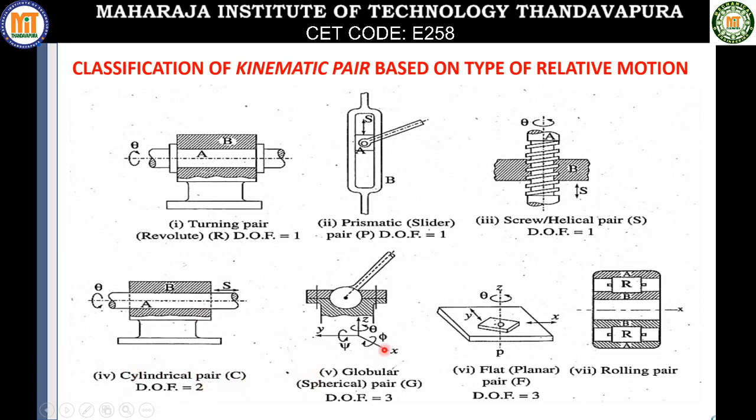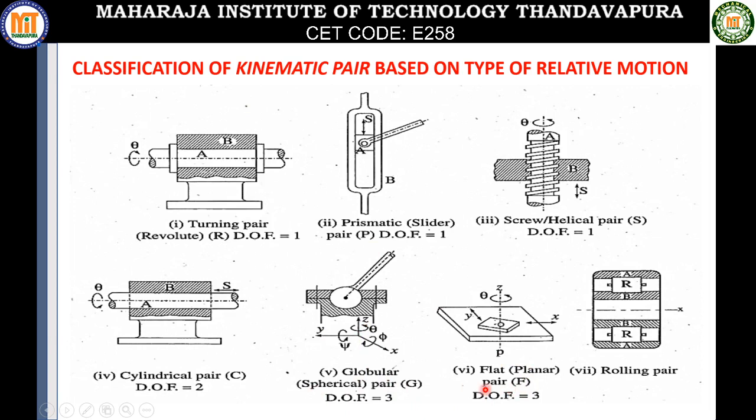The fifth one is the globular or the spherical pair. It is very much similar to the ball and socket joint, wherein this link can independently rotate along 3 different axes, that is x, y, z. So that's why the degree of freedom is 3 for a spherical or globular pair.